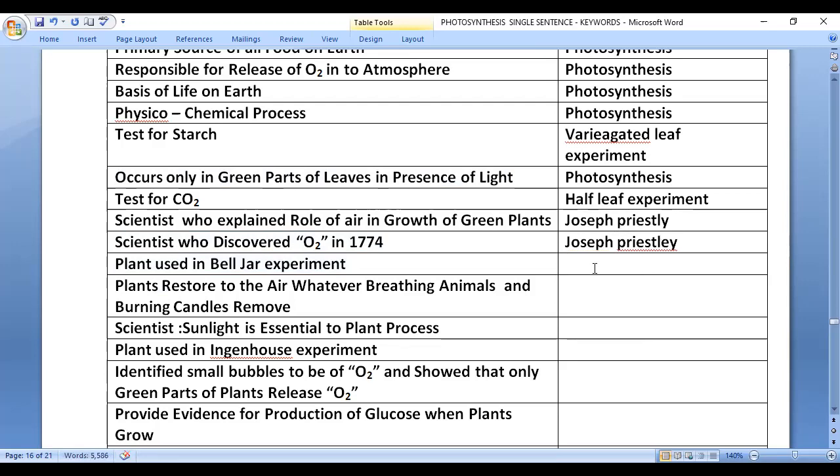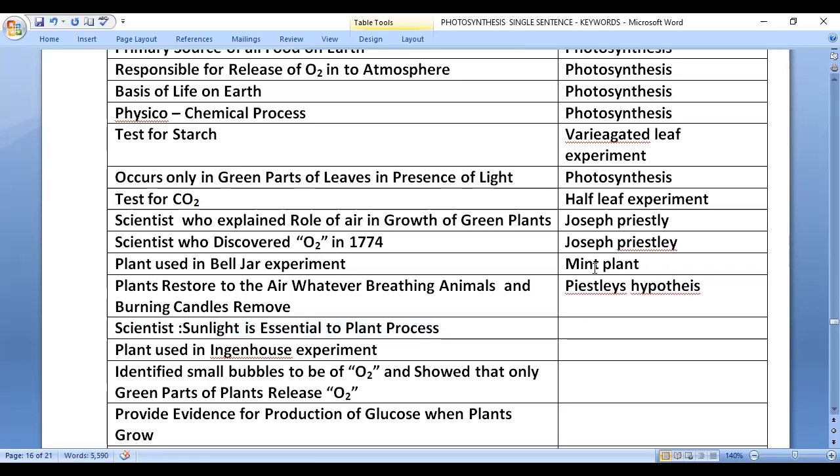Plant used in bell jar experiment: mint plant. Plants restore to the air whatever breathing animals and burning candles remove. Priestley's hypothesis.